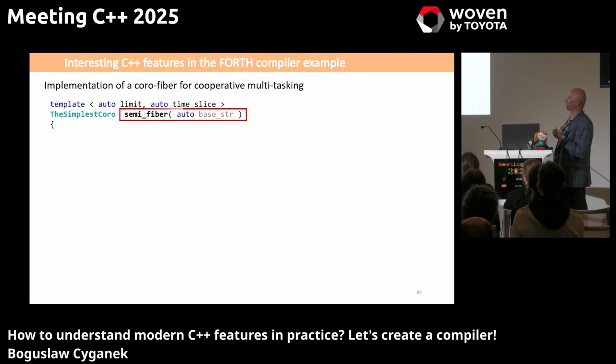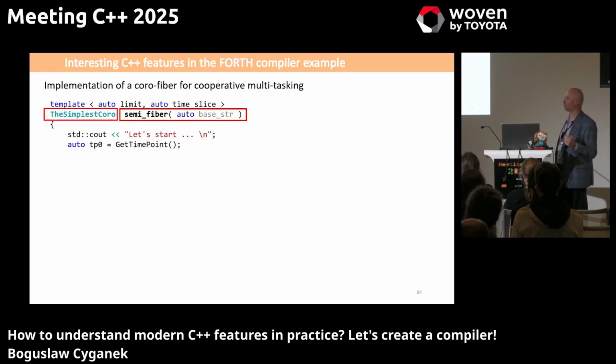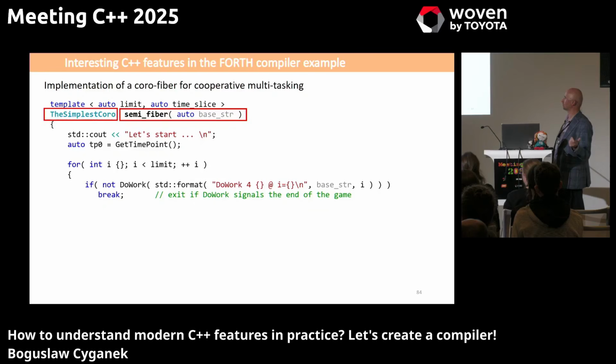We have a semi-fiber, and this is simplified code, just to fit on the slides, but it gives you the idea. In the code, it is more complicated, but the idea is like this. And we have the simplest coro, which is our coroutine framework with all these promise types, etc. Then some debugging, poor man's debugging. Then we measure time, and we do our work. We call something to do something. Do work is some external function. It is not a coroutine.